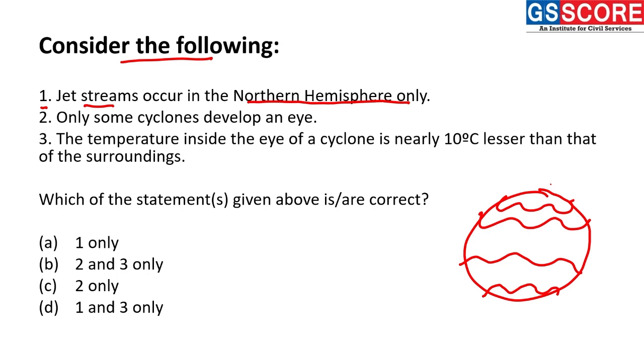There are two types of jet streams. First is polar and second is subtropical. So we have polar jet streams and we have subtropical jet streams. There is another variant of jet streams, also called regional jet streams, found over the seasons in both the hemispheres. Therefore, this statement is incorrect. Statement 2 is only some cyclones develop an eye. This is a correct statement.